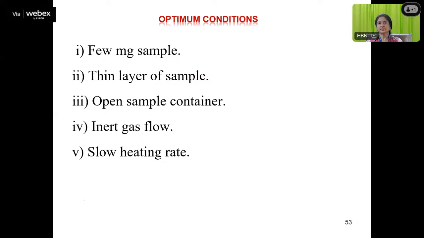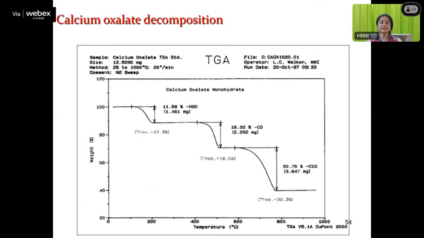An open sample container is required because if something is going to be lost, there should be an outlet for volatilization of that. So inert gas flow and slow heating rate is recommended. This is a typical thermogravimetric thermogram of calcium oxalate decomposition. You can have a look at it.